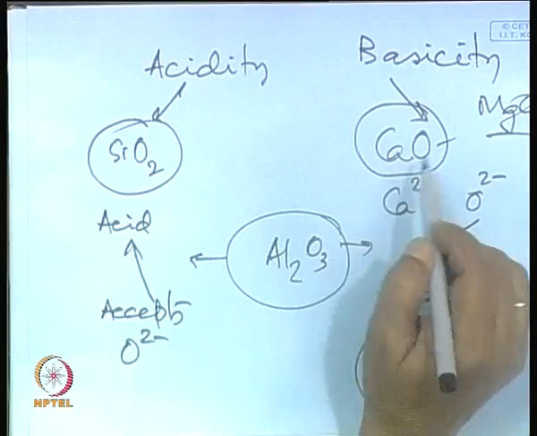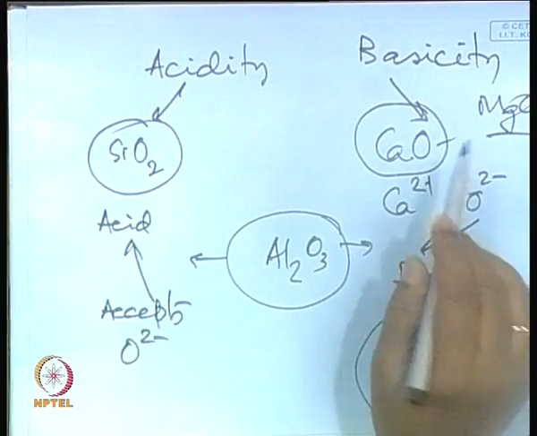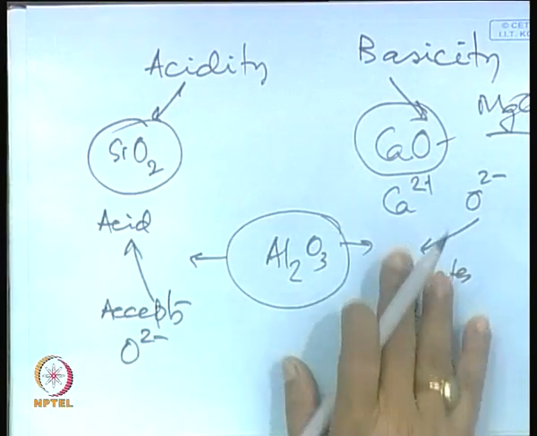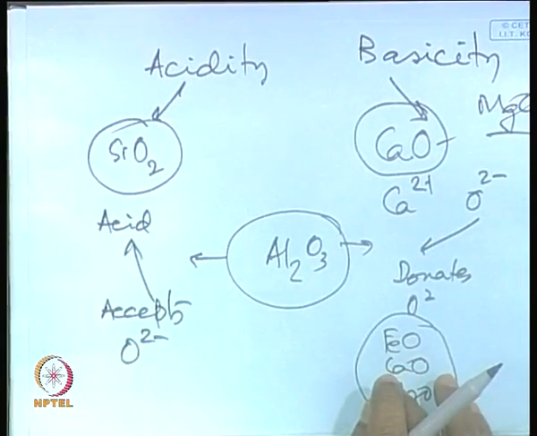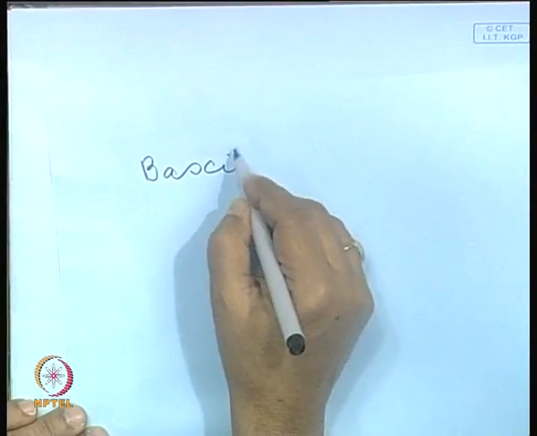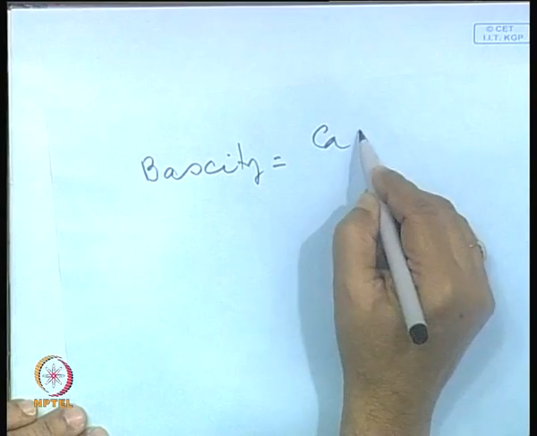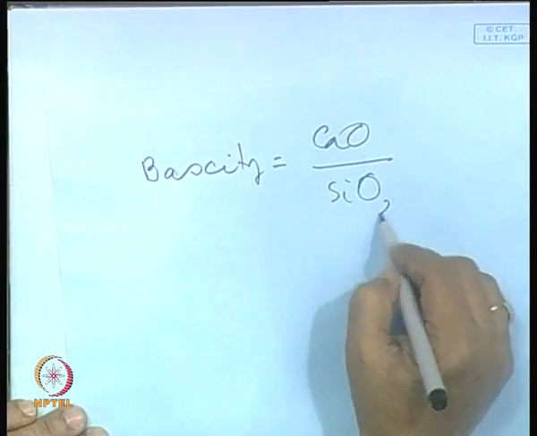So, we actually have a basicity scale of different oxides. Calcium oxide is high, MgO is not so strong a base, weaker bases are FeO, then there are even other oxides which are even weaker. There are many definitions of basicity. The commonest definition of basicity is CaO by SiO2. And very often you will see in pyrometallurgy as the operation, they will say the slag is maintained with a basicity of so and so.